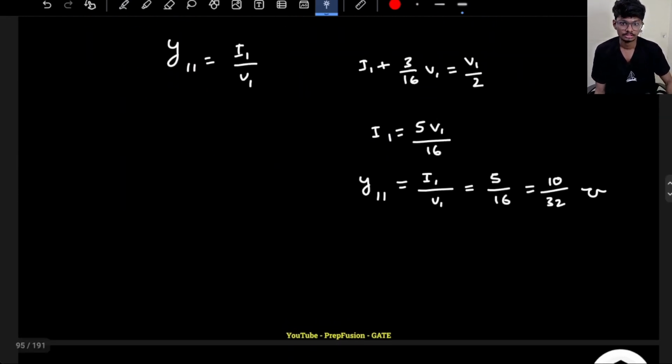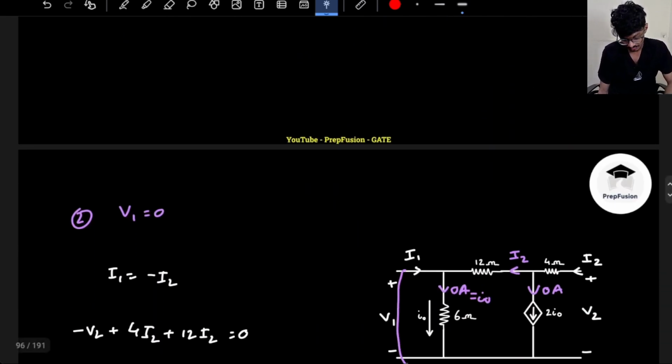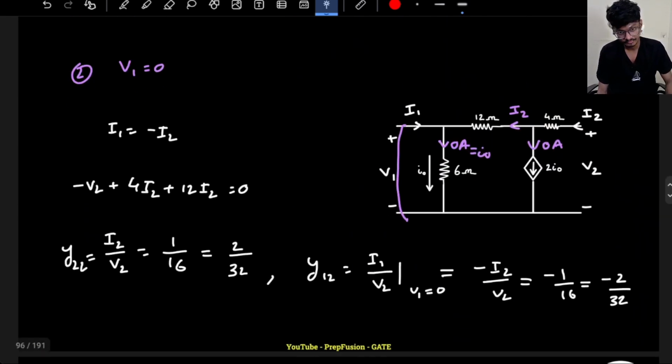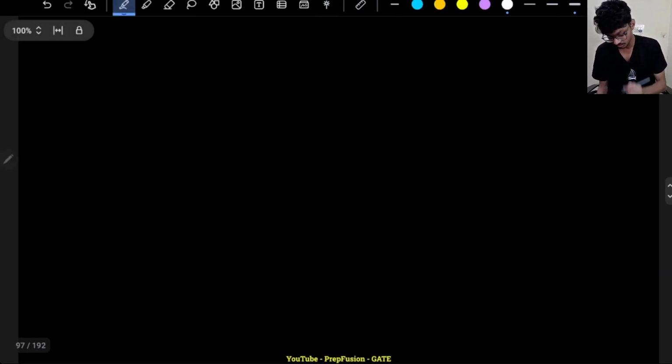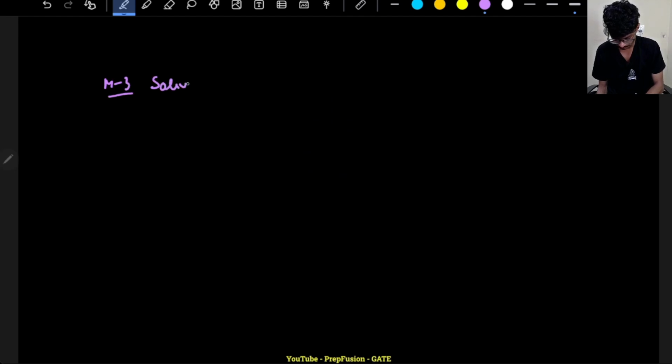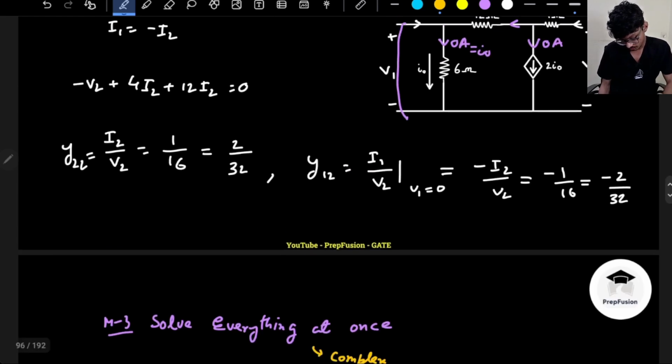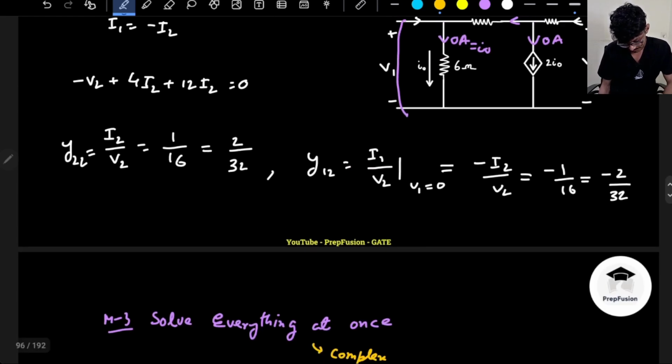So that's how you solve basically with individually. If I want to write down individually, this is how you can solve. Of course, you can take into effect the combined. Method 3 is to solve everything at once with all the unknowns, but that will be very complex.